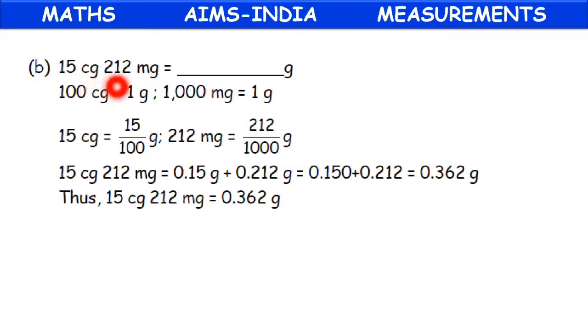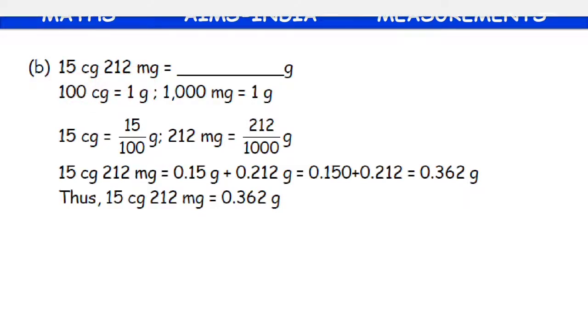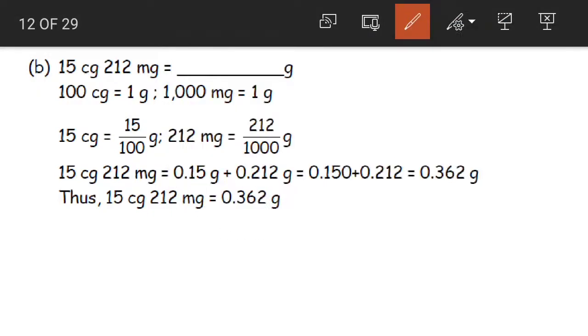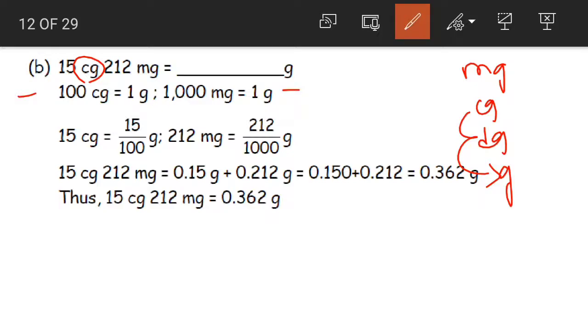15 centigrams 212 milligrams is equal to dash grams. We have milligrams, centigrams, decigrams and grams. What do we have in the question? We need to convert centigrams into grams. 1, 2. 2 jumps. That means we need to divide by 100. 2 zeros. Yes.